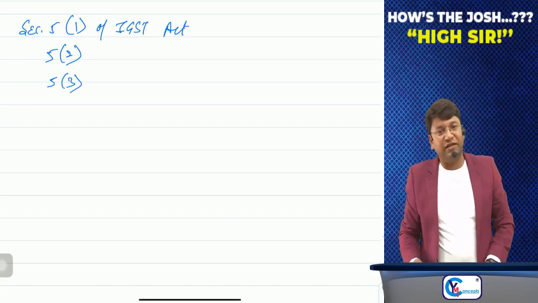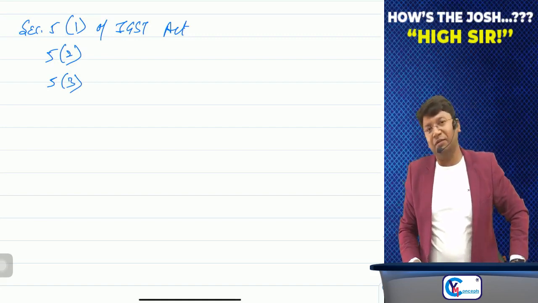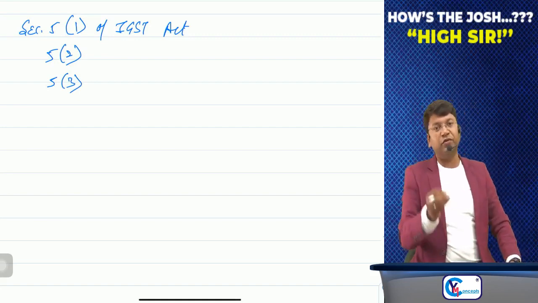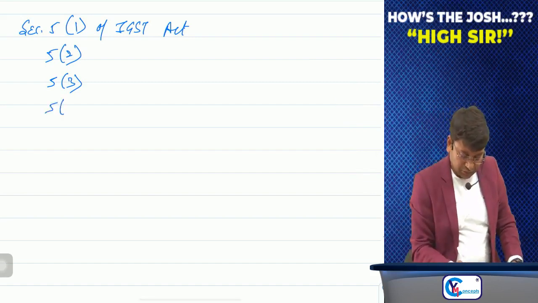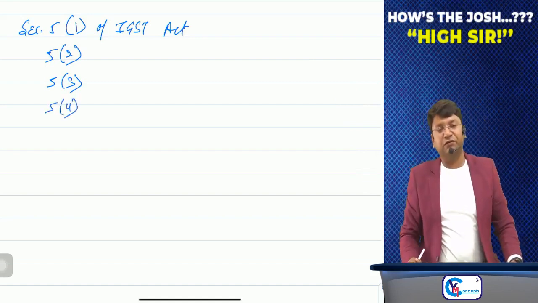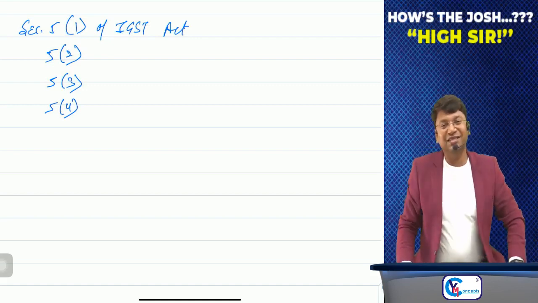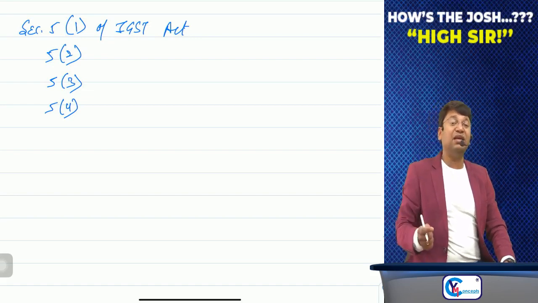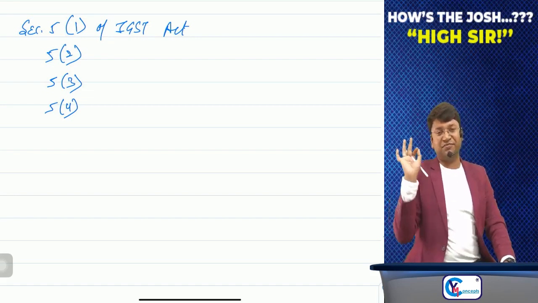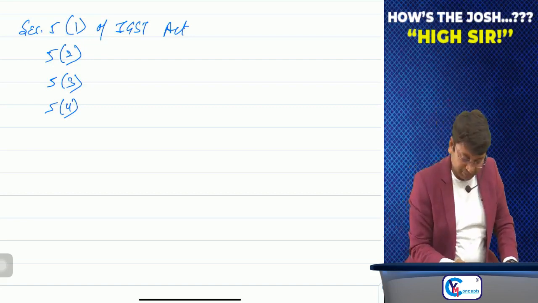Section 5.3: the government has the power to notify the goods or services or both on which the reverse charge mechanism will be applicable, and the recipient will be liable to pay tax to the government directly. The notified goods or services we will be discussing in chapter number 7. Section number 5 subsection 4 says that builders, promoters will be liable to pay GST to the government directly if they are buying the notified category of goods or services from an unregistered person. Reverse charge will be applicable, and the builder will be liable to pay tax to the government directly.